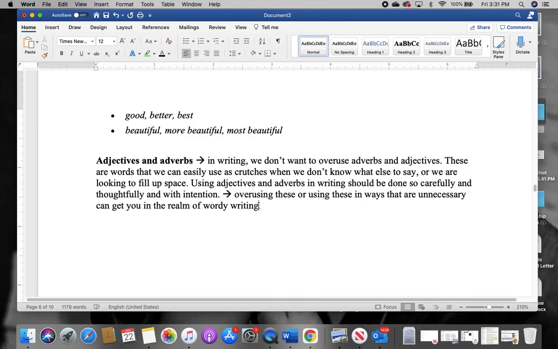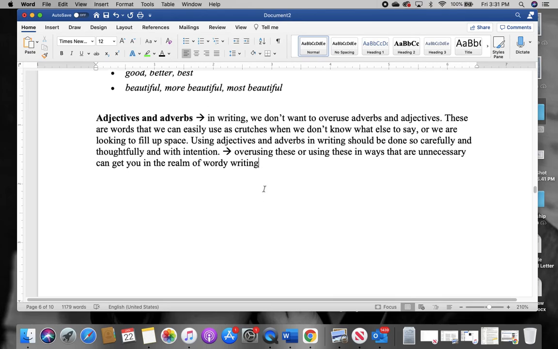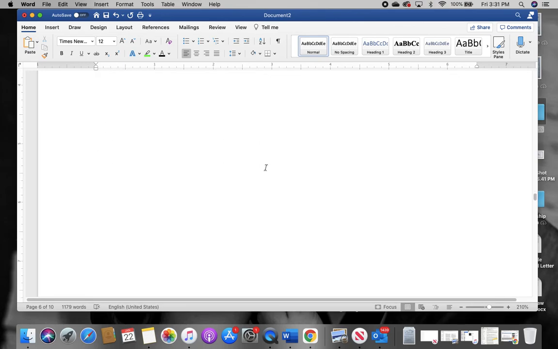And the writer or the reader, particularly in academic writing, can get bored pretty quickly, or get lost because there's so much description. So moving on to adverbs.